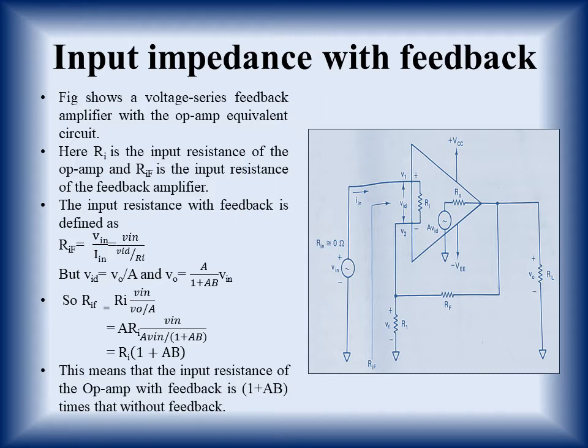So in an op-amp with feedback, the input resistance or input impedance increases by a factor 1 plus AB. So it is better to use feedback circuit.